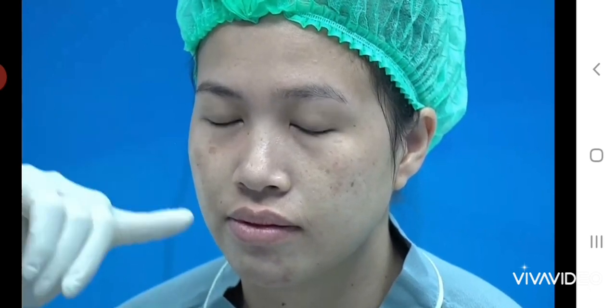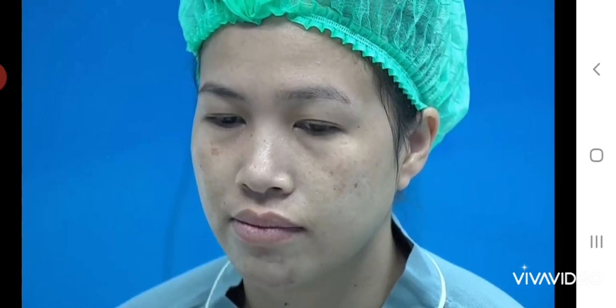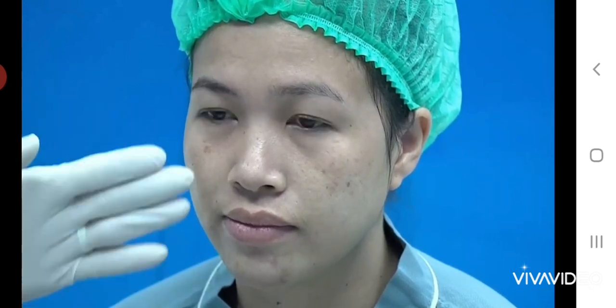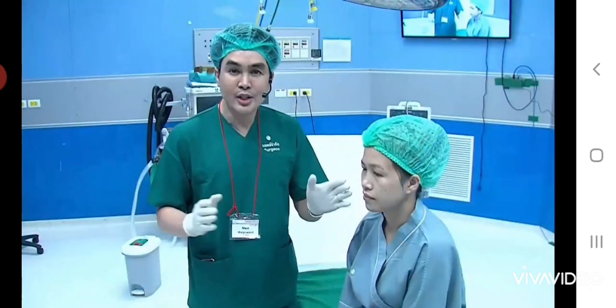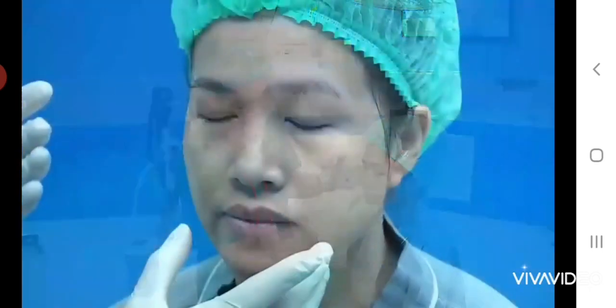Why do I know? Because the nasolabial fold becomes a bigger problem when she's smiling. You can compare that when she does not smile, the nasolabial fold is not too much. But when she smiles a lot, you can see the nasolabial fold becomes more pronounced.